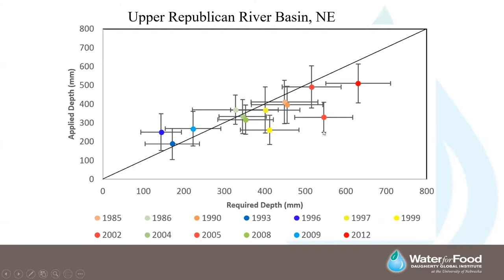So the red points are the drought years.